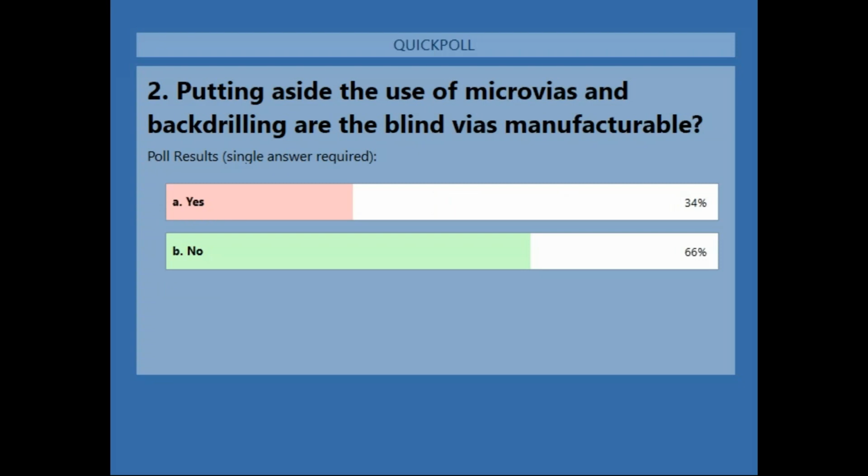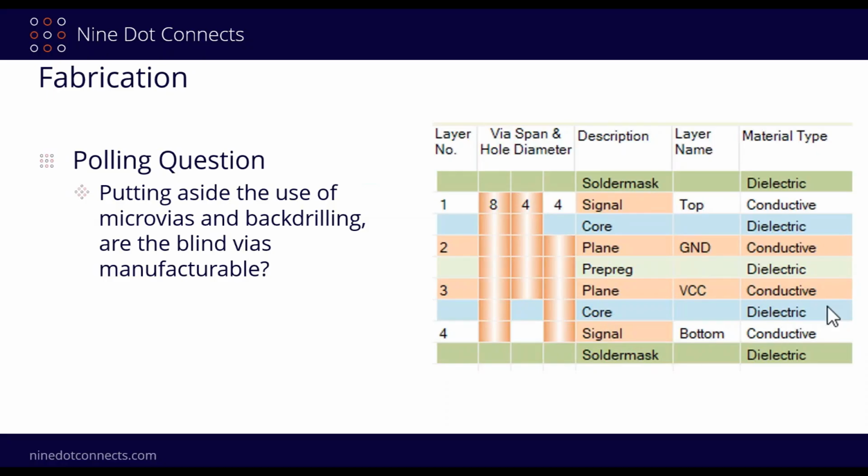Okay, we're going to close this up over here, and so we can see, okay, so this is kind of interesting. So 66% of you said no, and 34% yes. So generally speaking, the answer is going to be no. Now, fabricators can work amazing things. So some of you may say, well, yes, they could do it if they did this or they did that.